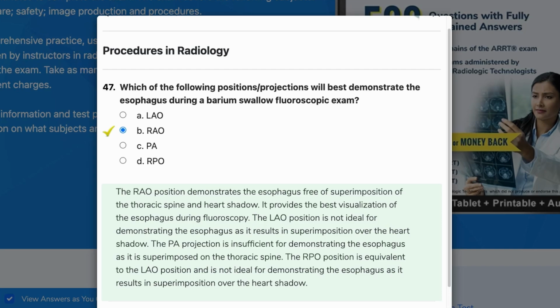The LAO position is not ideal for demonstrating the esophagus, as it results in superimposition over the heart shadow. The PA projection is insufficient for demonstrating the esophagus, as it is superimposed on the thoracic spine. The RPO position is equivalent to the LAO position and is not ideal for demonstrating the esophagus, as it results in superimposition over the heart shadow.